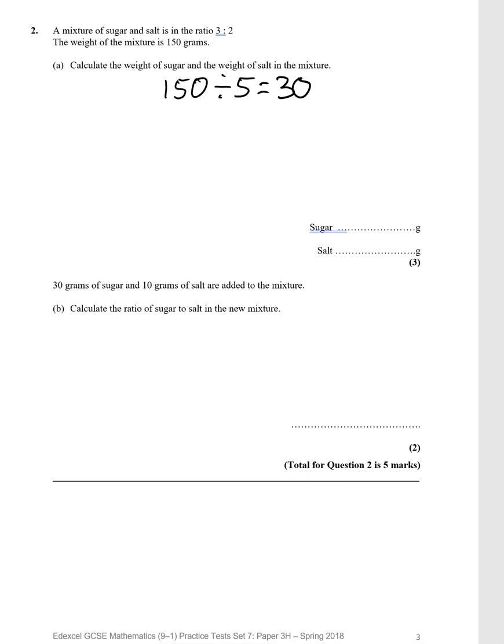So actually the sugar is 3 lots of 30, and the salt is 2 lots of 30. So 90 and 60. Now part B, 30 grams of sugar, 10 grams of salt are added to the mixture. Calculate the ratio of sugar to salt in the new mixture. Well, it's 120 to 70. It doesn't actually say simplify, but we could write it as 12 to 7. And that's the 2 marks for that bit.